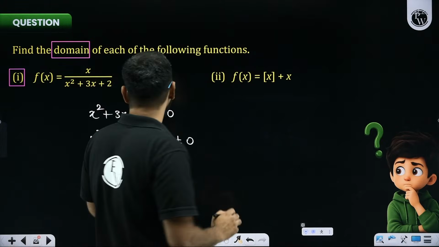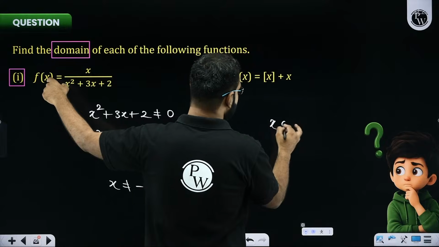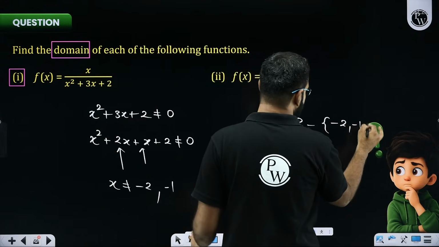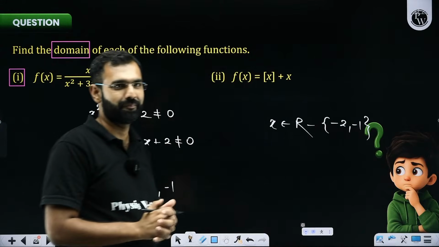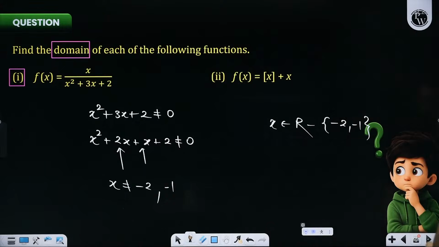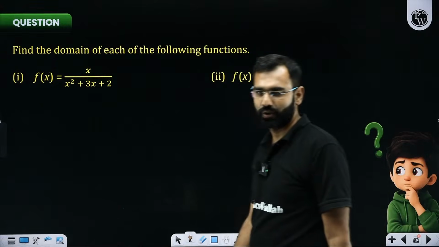Yes or no? So what is going to be the answer for the first question? Sir, x can take any real value, but please don't put these two values, minus 2 and minus 1. Avoid keeping them. Everybody processed it comfortably. Did you all get it? Is there any confusion? Ask if you have any concerns or queries.